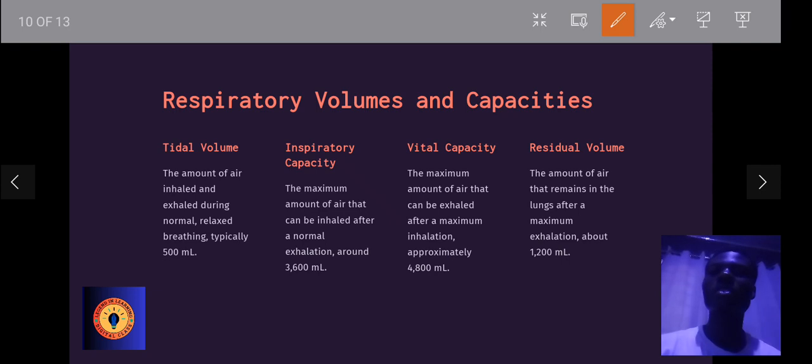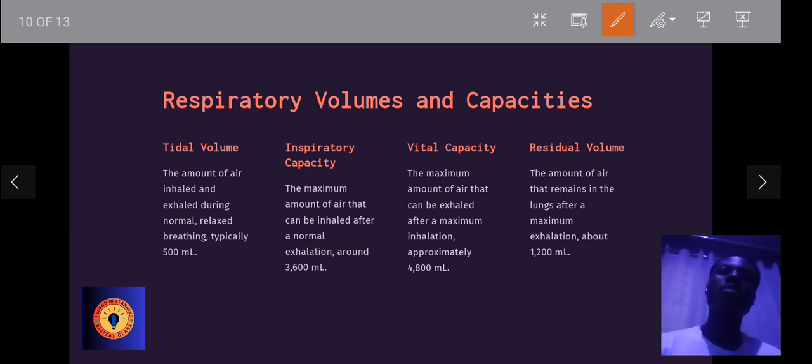Okay, so if after inhaling I try to exhale, the maximum amount of air that I expel from the body is called the vital capacity, and it ranges around 4,800 ml or milliliters.